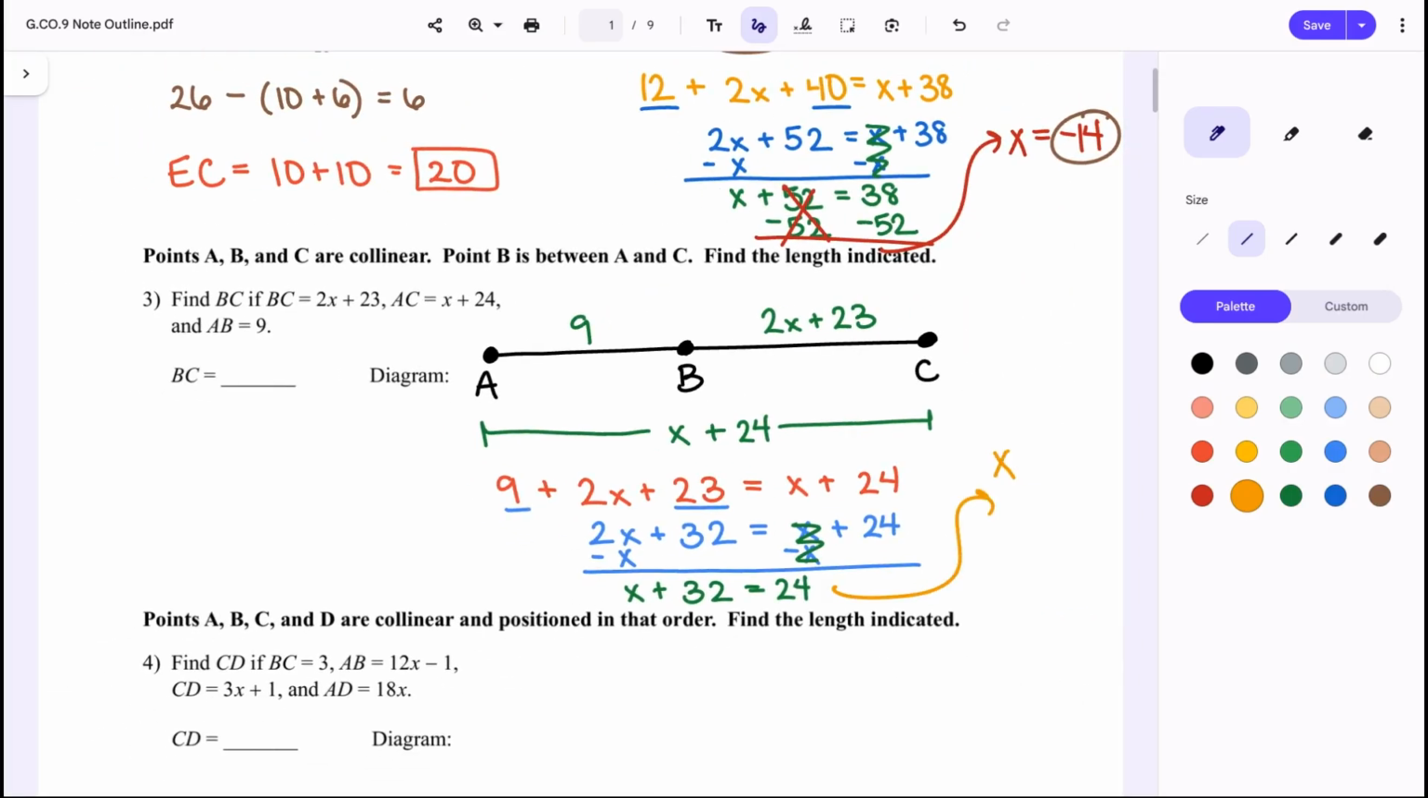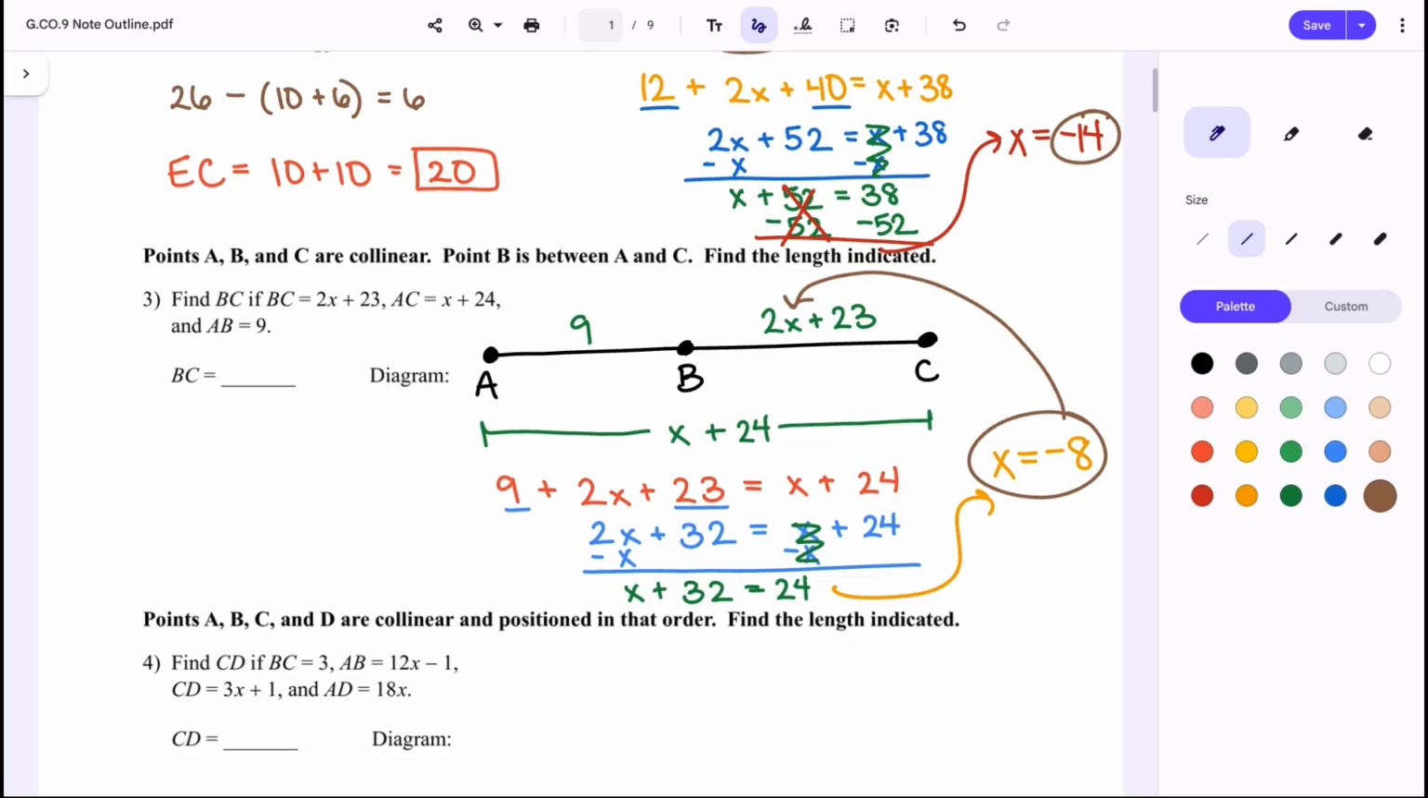So x, if I subtract 32, that would give me what? 24 minus 32 is -8. Good. Are we all done? No. Okay. Is it okay that I got a negative number here for my x? Yeah, it's fine as long as when I go to plug it back in, I don't get a negative answer for my segment BC. Okay, so I'm going to take this -8 here and I'm going to plug it in for the x up here.